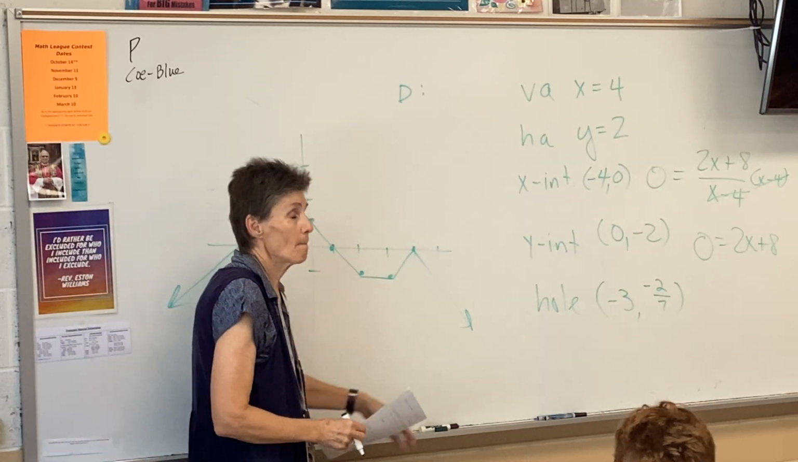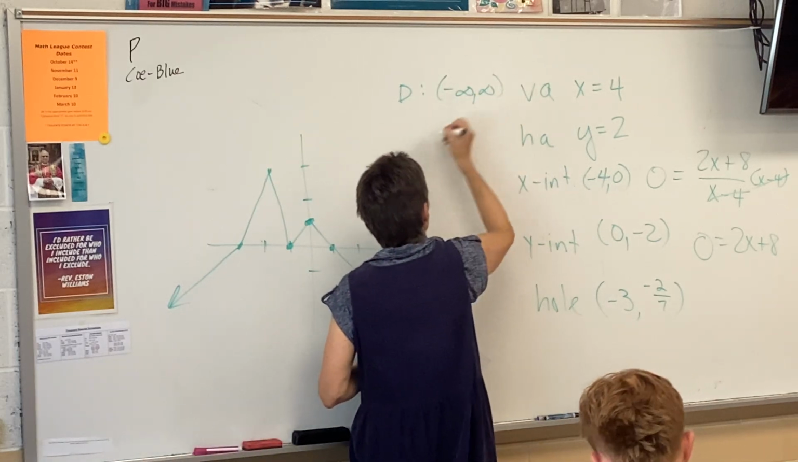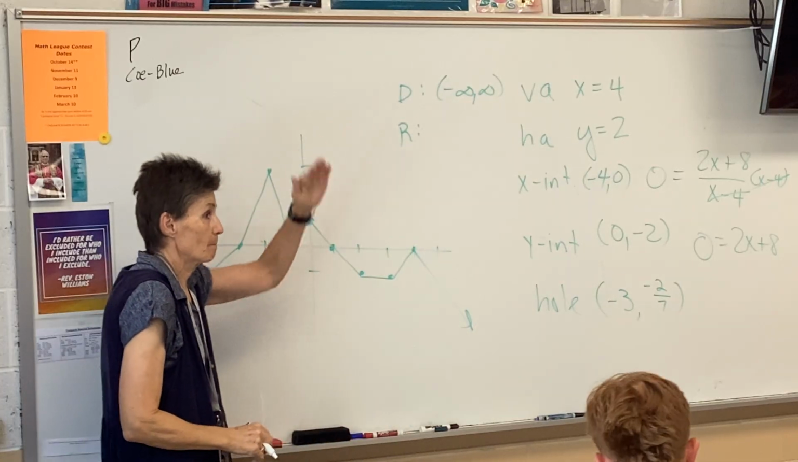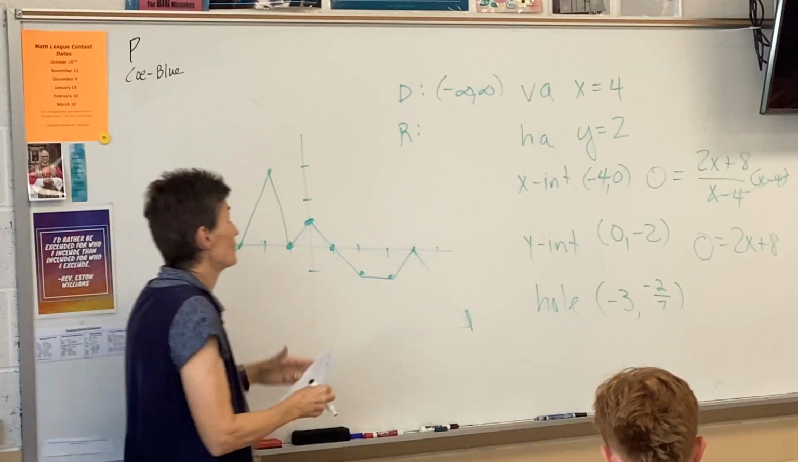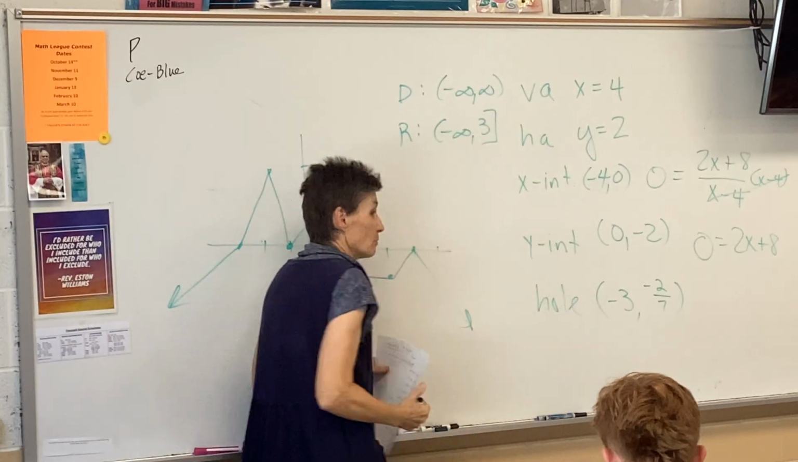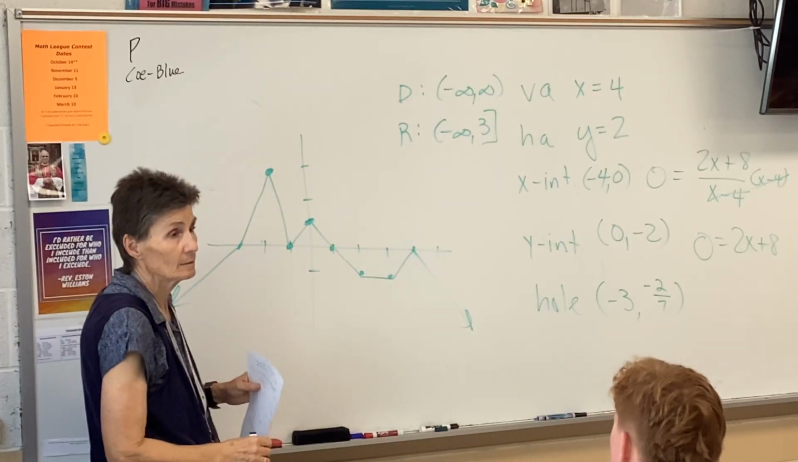What's the domain? All real. What's the range? It goes from negative infinity up to here, right? So negative infinity to 3. And that's where your graph is, because there is a point at negative 3.